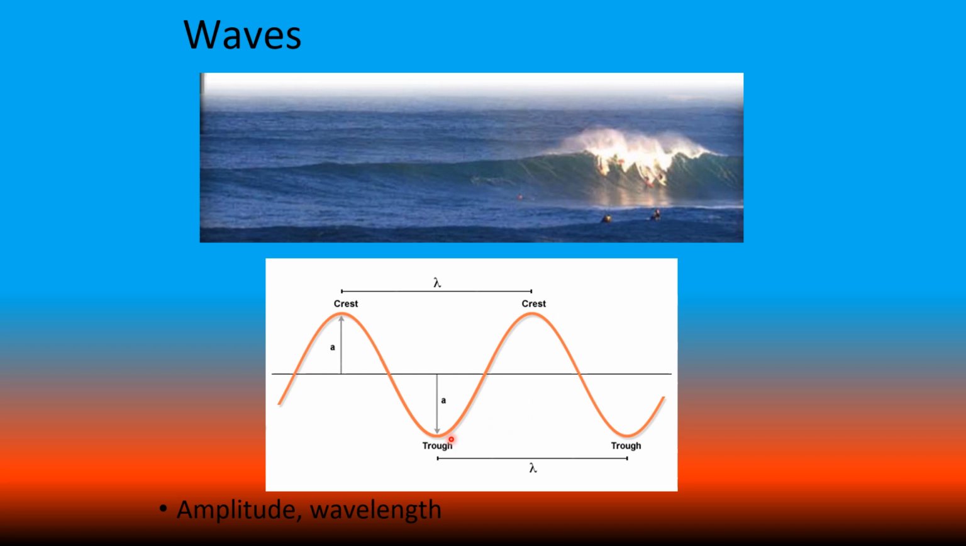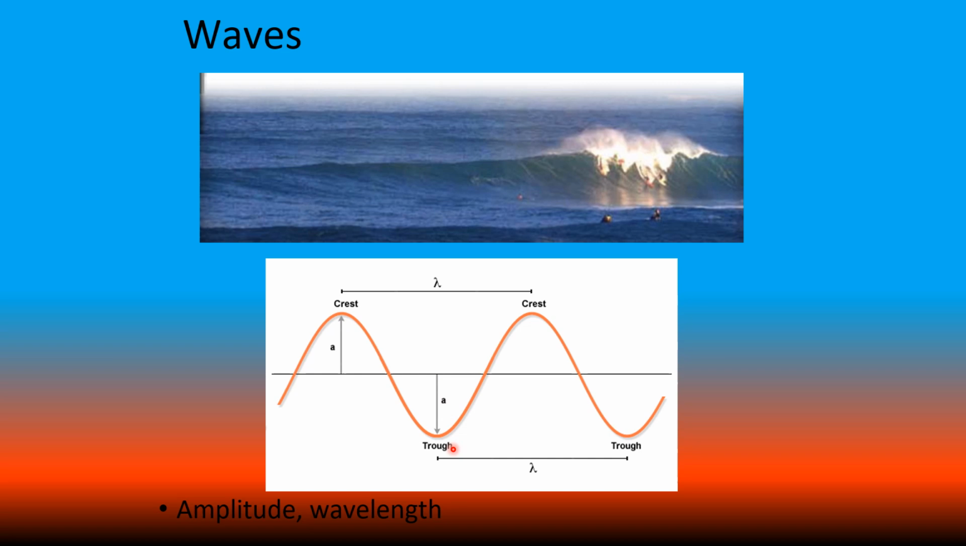And then the amplitude is the distance from the center of the wave. So something with a stronger amplitude would have a wave that goes up higher here and down lower there and up higher there. So amplitude is just from the center to the crest or from the center to the trough, and they will be the same length. So amplitude is not from the top of the crest to the bottom of the trough. It's just from the center up or from the center down.